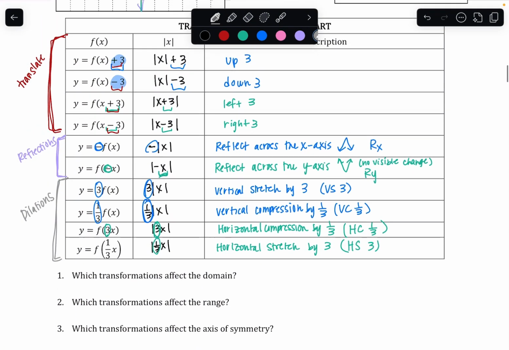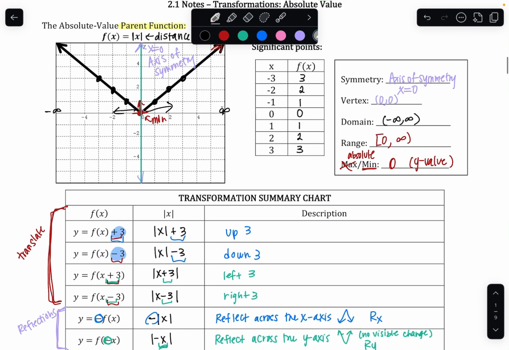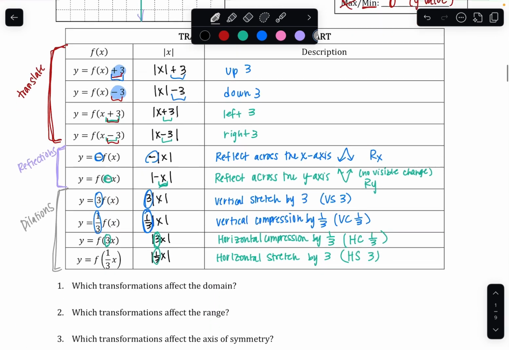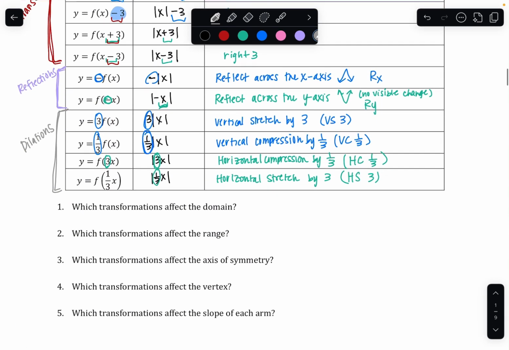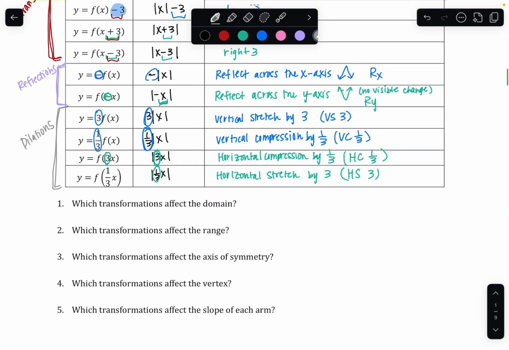Okay, and so when we're talking specifically about absolute value, we want to know how these transformations affect our graph. And so we're going to look at different aspects. And so which transformations affect the domain? The answer to that is none. No matter what you do to the absolute value function, you can stretch it, you can reflect it. It's a V shape. It's forever going to the left, forever going to the right. So nothing changes the domain. It's all real numbers all the time.